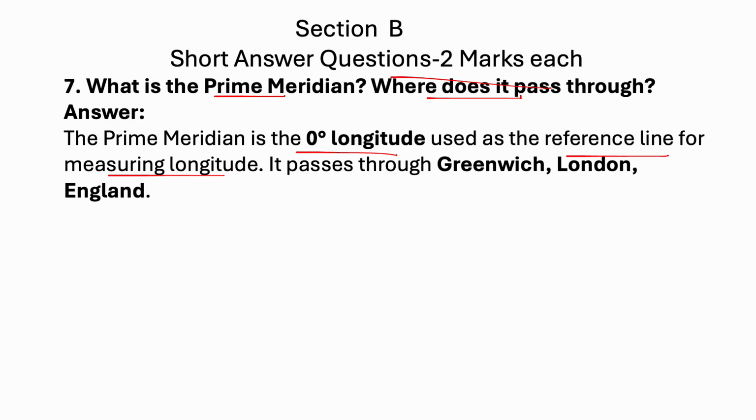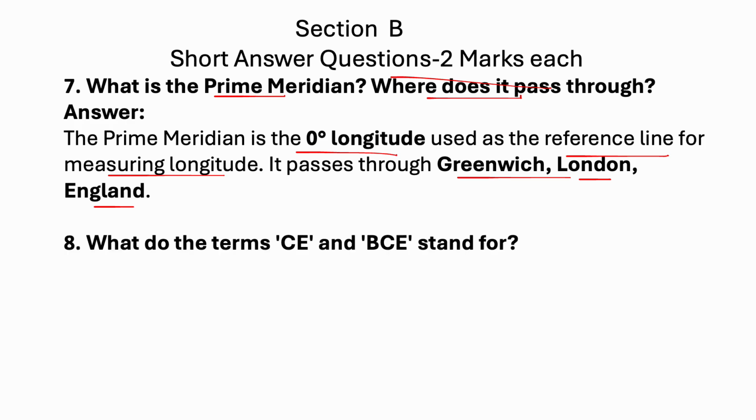The prime meridian is an imaginary line drawn from the north pole to the south pole. It is a 0 degree longitude. It is used as a reference line for measuring longitudes. Then, where does it pass through? It passes through Greenwich, London, England. It is called the Greenwich Meridian because it passes through Greenwich, a place in London, England.